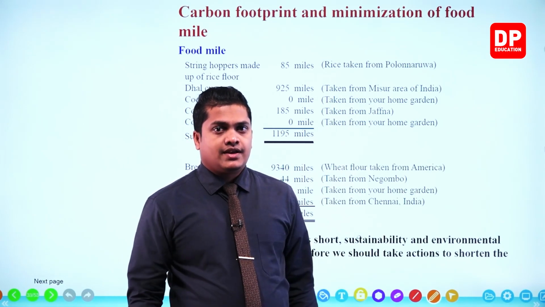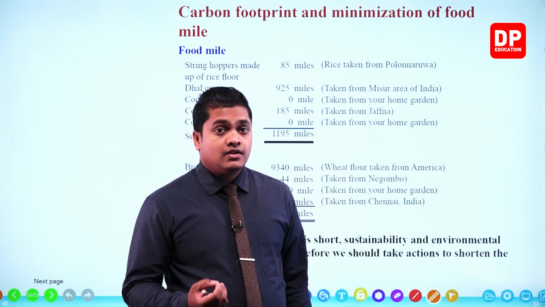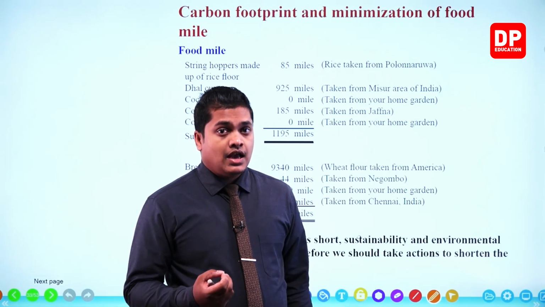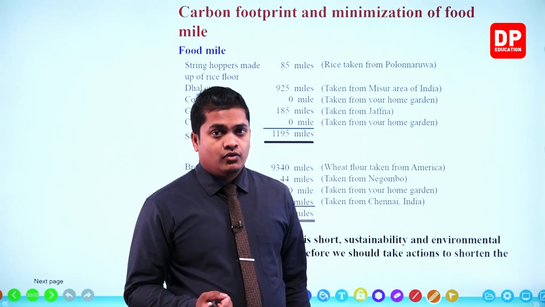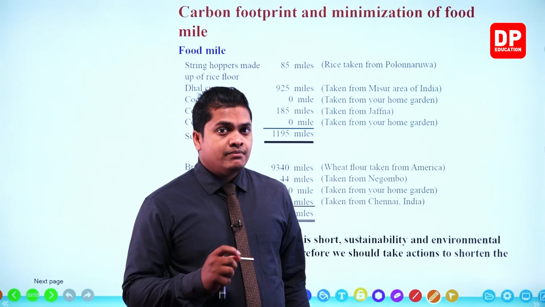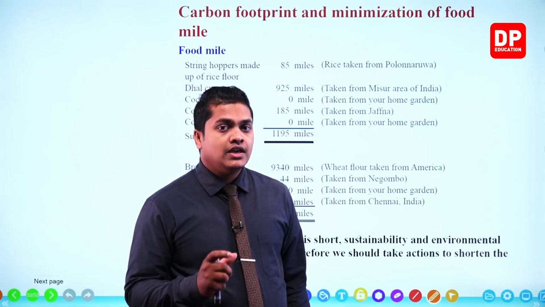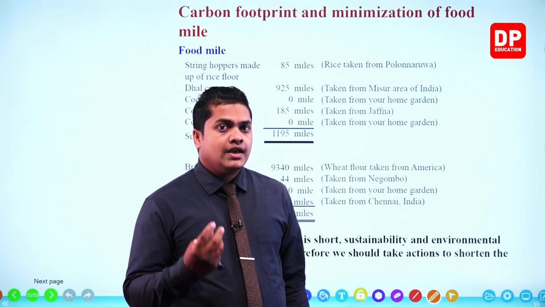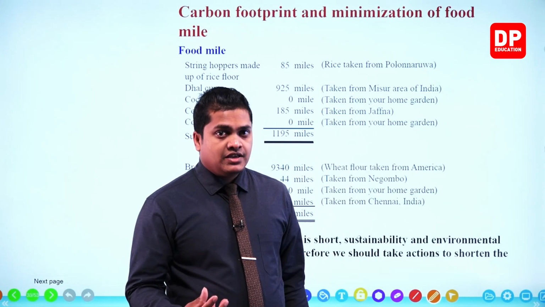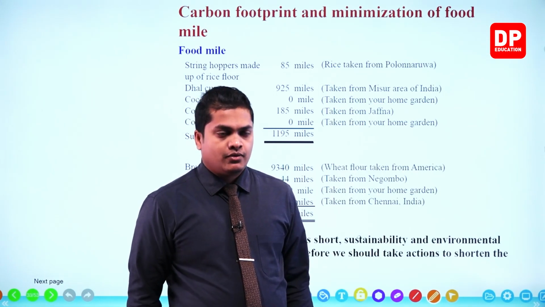Otherwise, my dear children, there can be different circumstances. But these circumstances are going to be very tough and also disastrous. So therefore, it's very important to minimize these three factors, especially water footprint, food mile, and carbon footprint, in order to manage our environment and for our sustainable development. Right then.